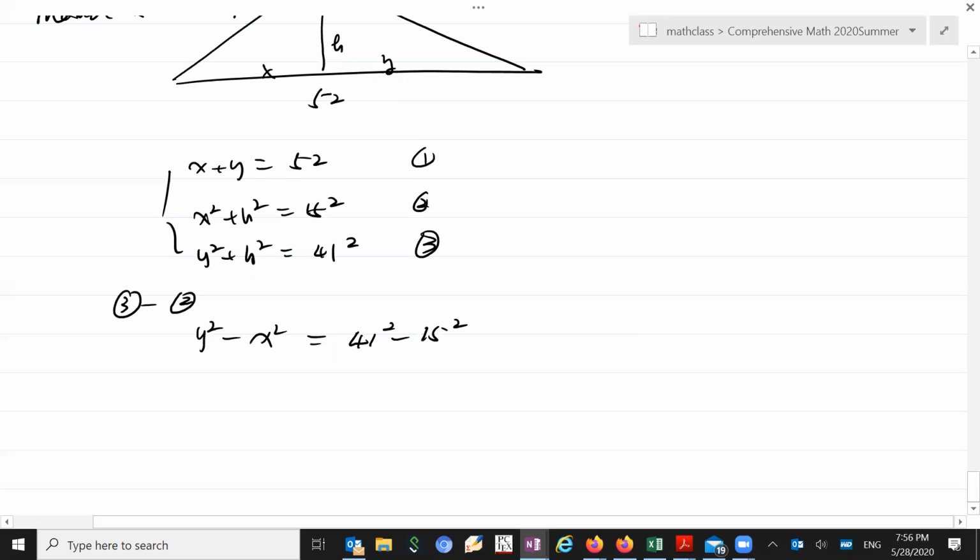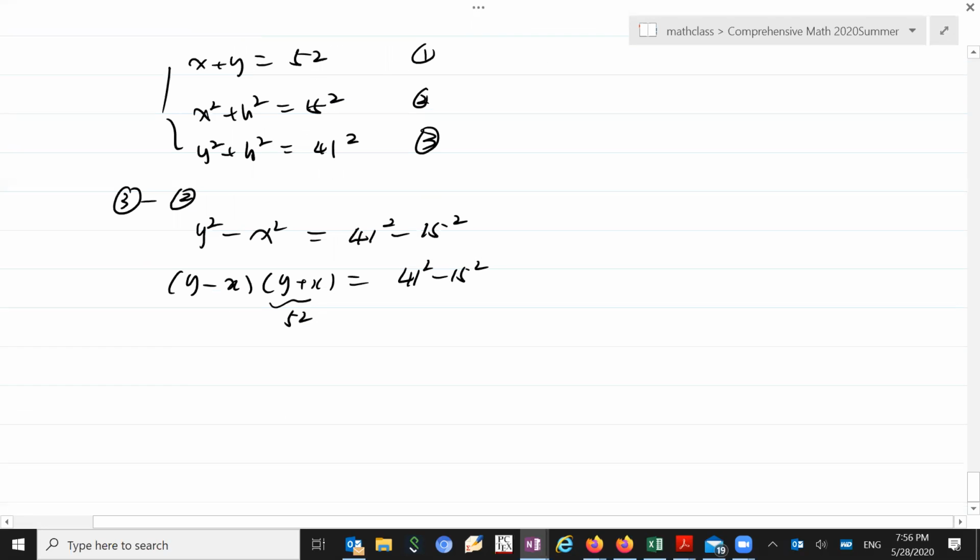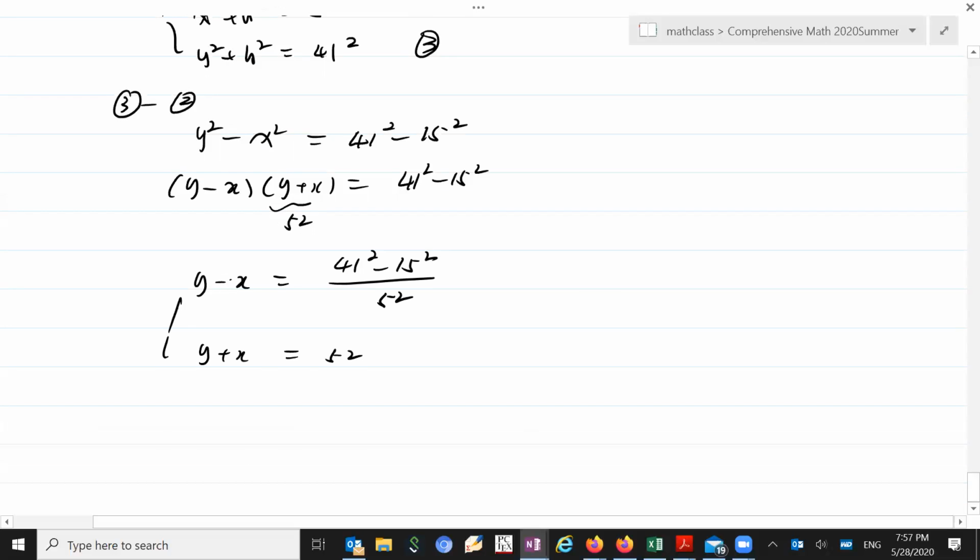So you will get y minus x times y plus x equals 41 squared minus 15 squared. But y plus x is already 52. So y minus x is (41 squared minus 15 squared) over 52. You know that y plus x is equal to 52, so from here you can quickly get x and y. Then you solve the problem, okay?